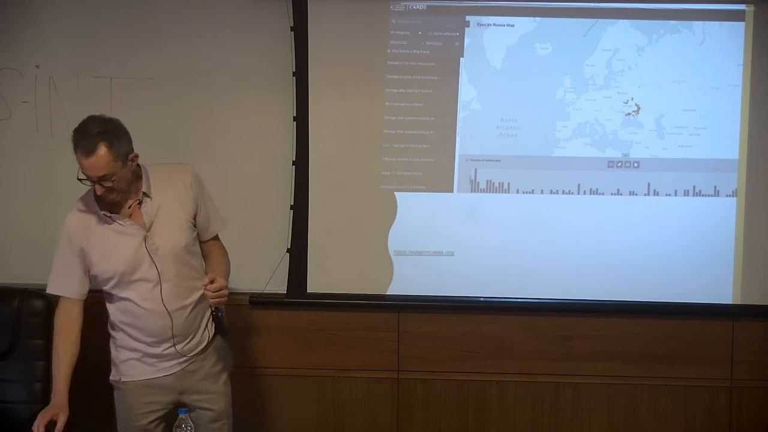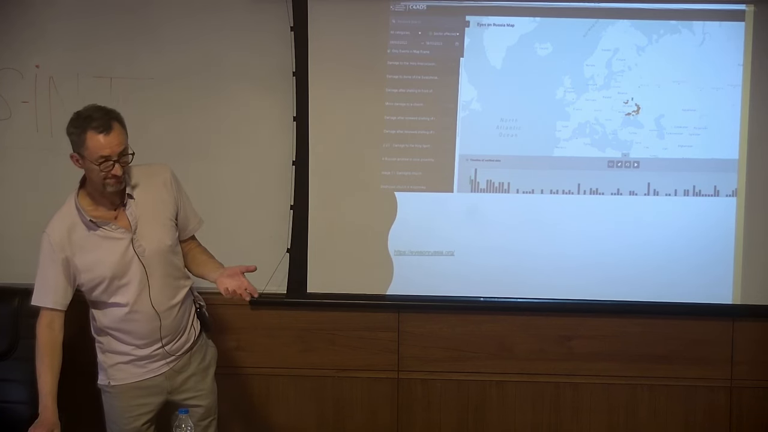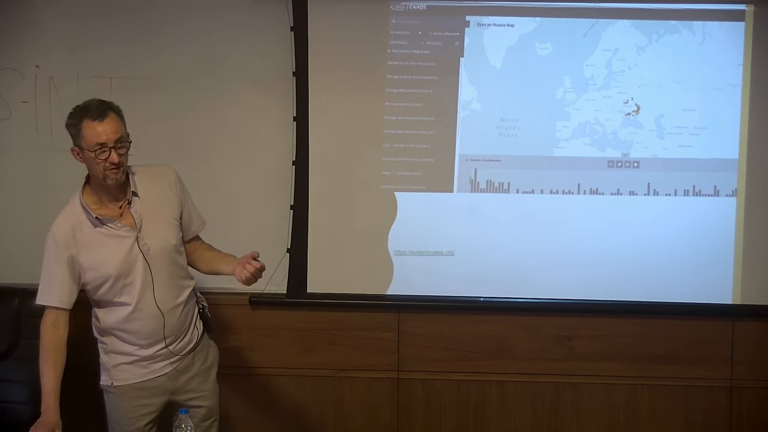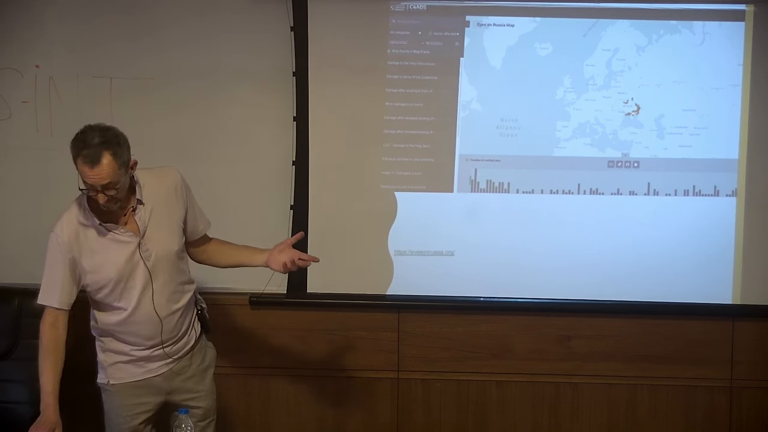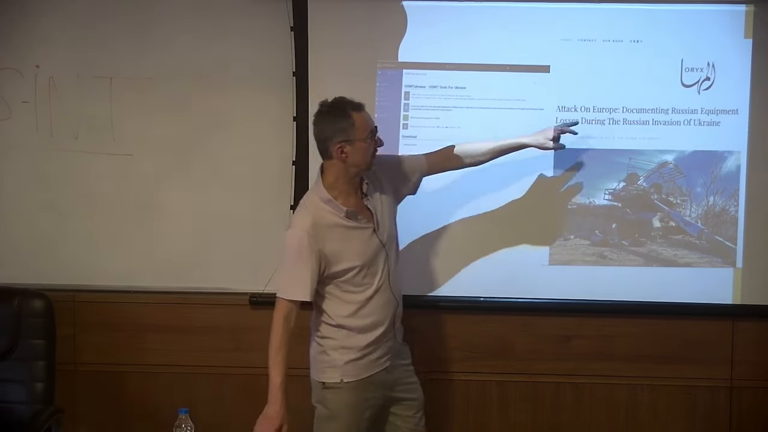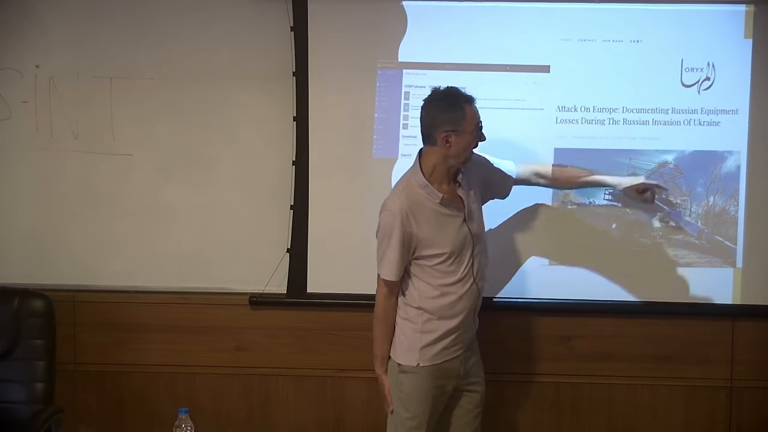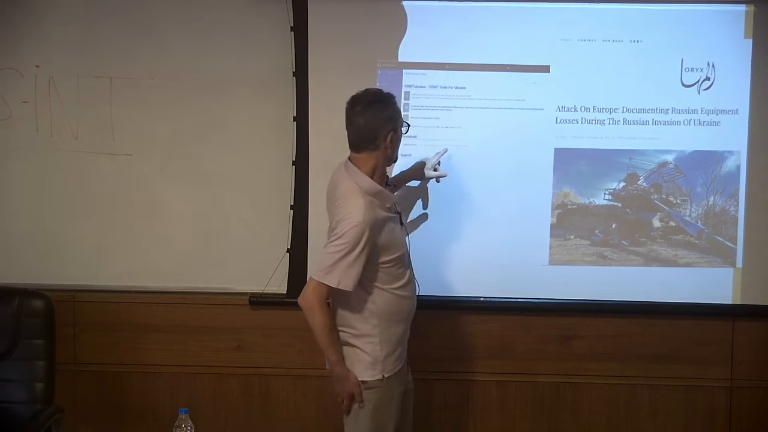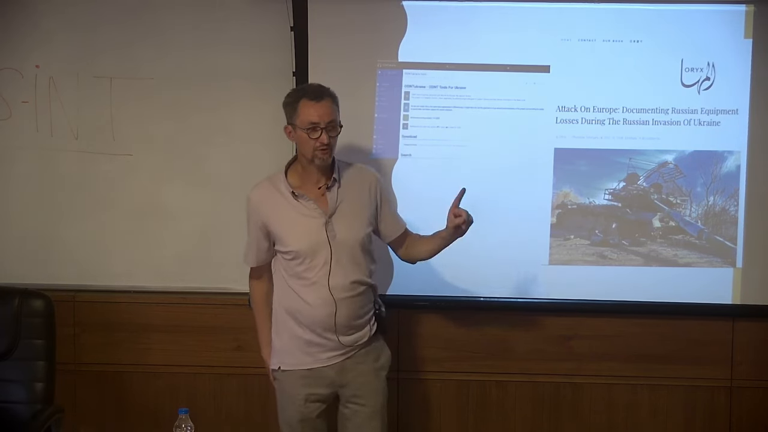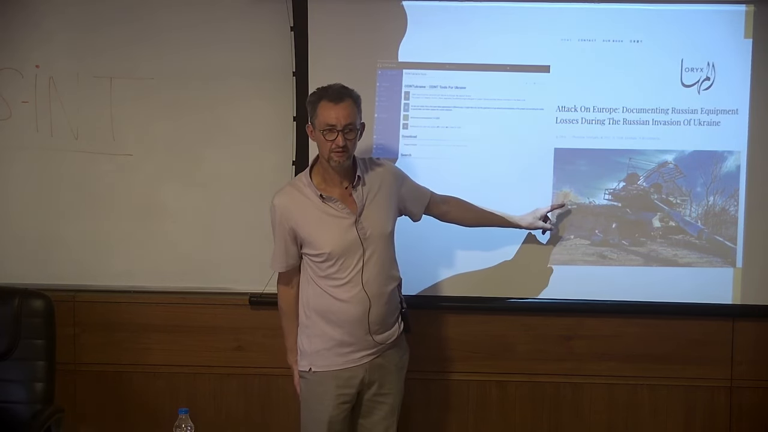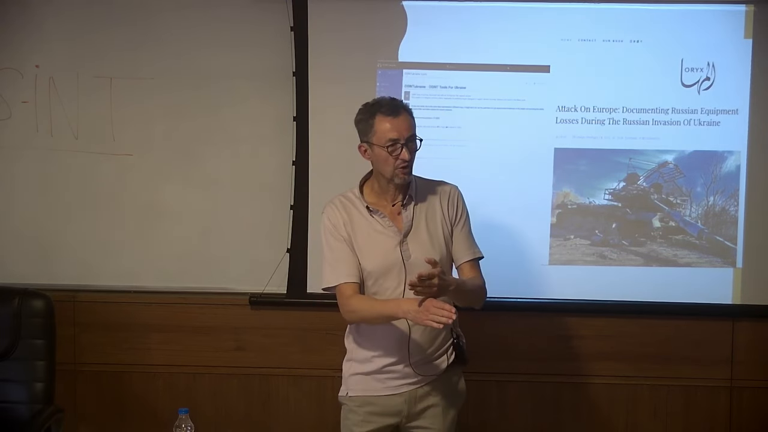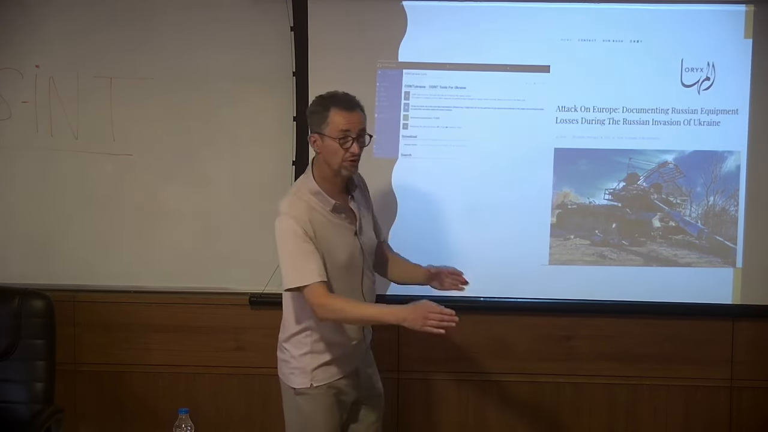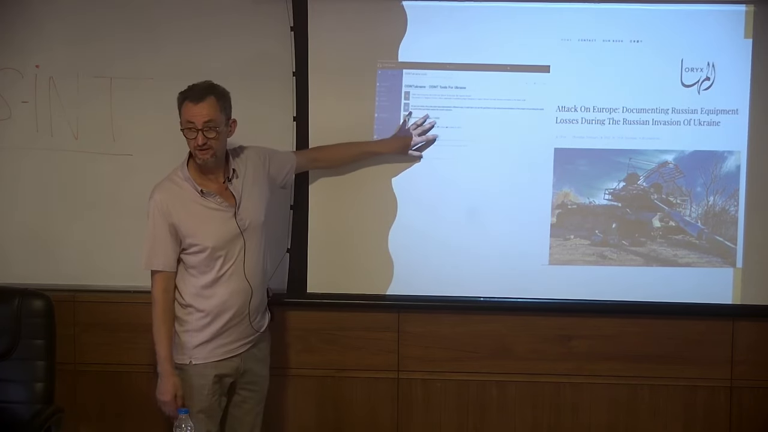Okay? Let's do one more. The image is not too brutal, but the topic is related to war. This one is a website called Oryx. I don't know why. Each image of one destroyed armed vehicle, which is proved, which is geolocalized, from both sides, is put on the website.